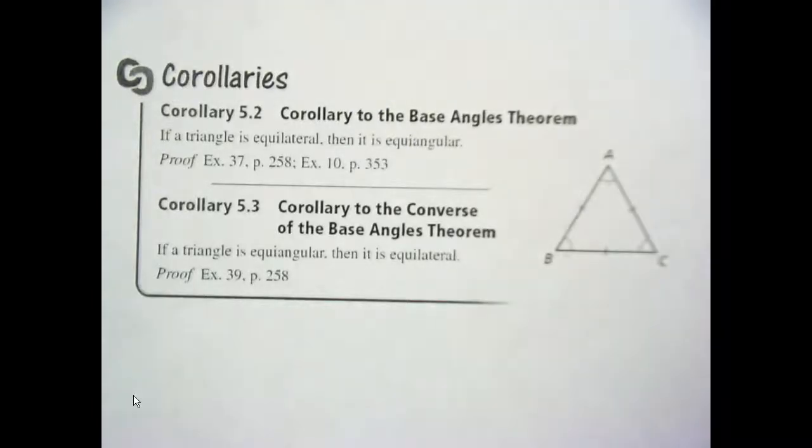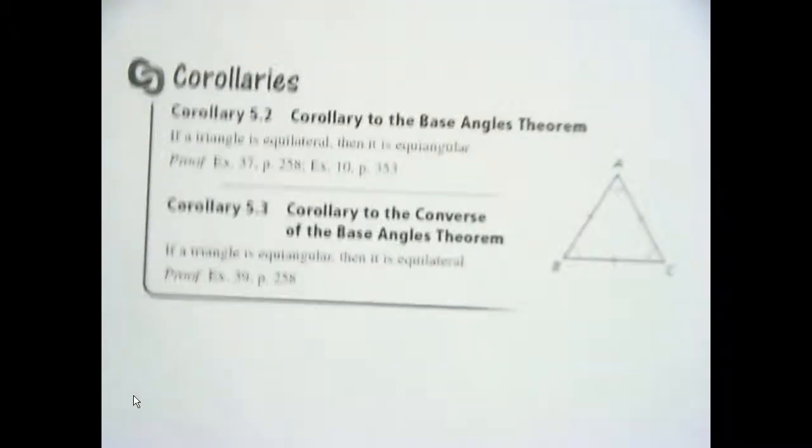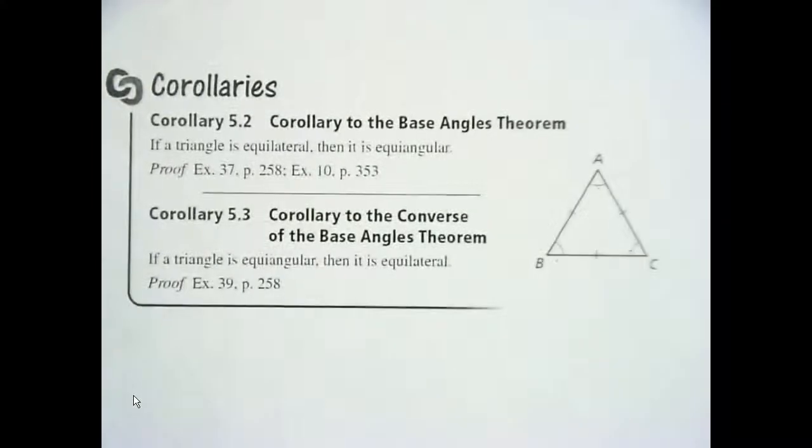It's kind of like the whole square rectangle bit, right? You guys know what I'm talking about there? Are all squares rectangles? Yes. Are all rectangles squares? No. A square is a special type of rectangle where all sides are congruent. Kind of the same thing with isosceles triangles and equilateral triangles. Okay, questions there?